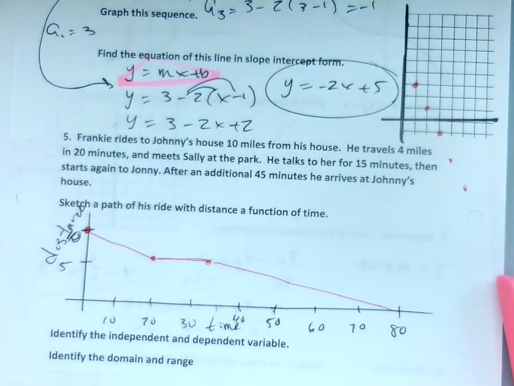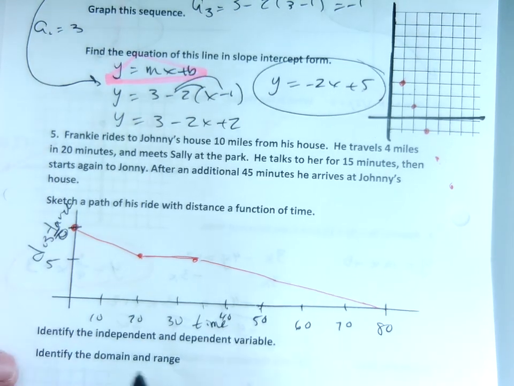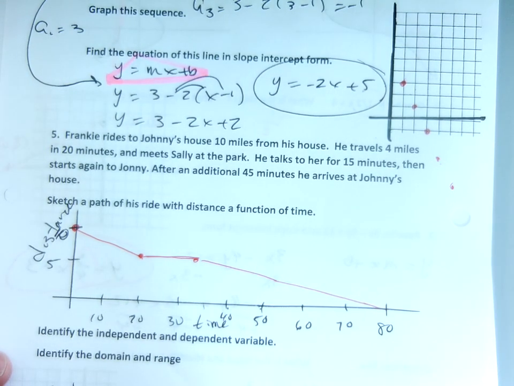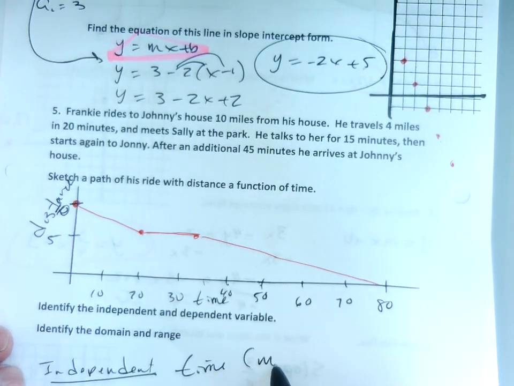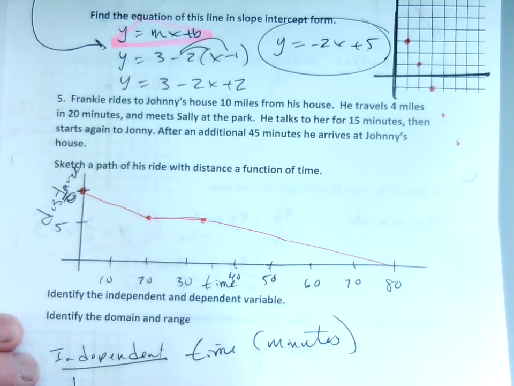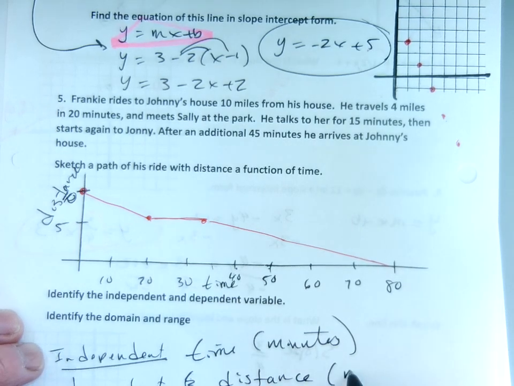Okay, there we go. Now, independent, dependent variables. Okay, so the independent variable is time. He can control his time in terms of minutes. And then his dependent variable, it's got to be distance. And that's in terms of miles.